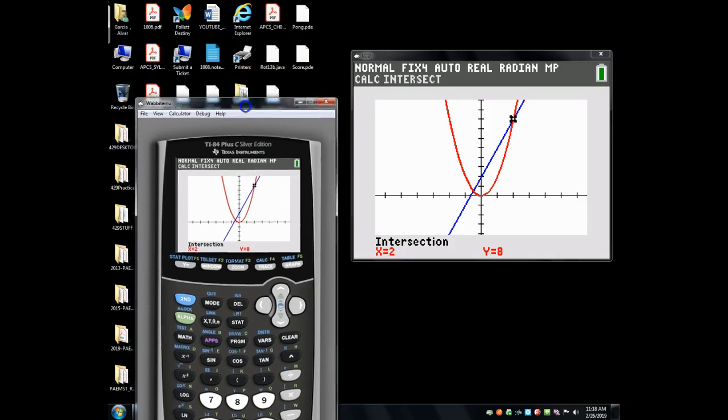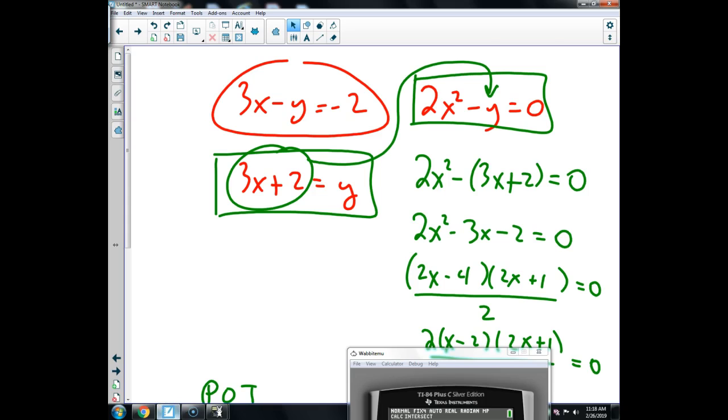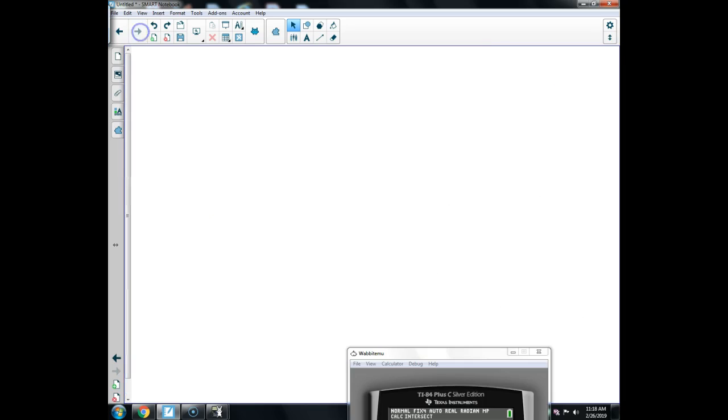So we got negative 0.5, positive 0.5. Yep. And we got 2.8. Yep. Perfect. Done. All right. What if it's nonlinear, but it's not linear at all? It's not linear quadratic. How about quadratic and circular?